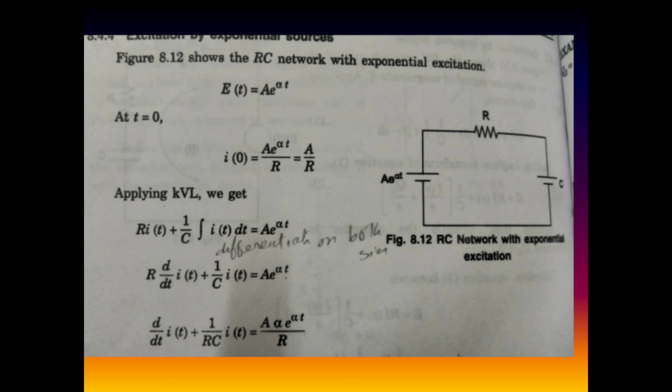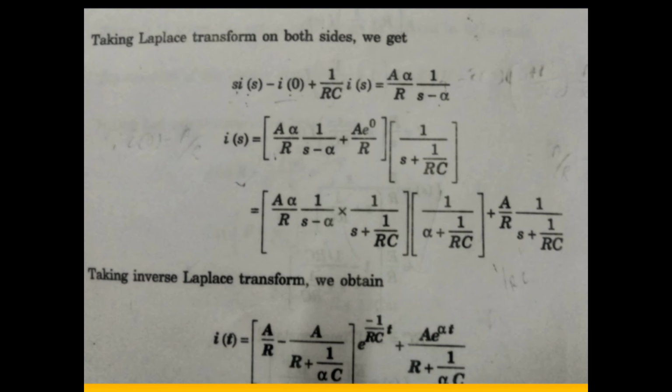When I apply this input A e^(αt), I have to take the Laplace transform on both sides. We take R·I(s) for the first term, and for the capacitor term we have s·I(s) − I(0) plus 1/RC·I(s), which is equal to A·(α/R) divided by 1/(s − α).